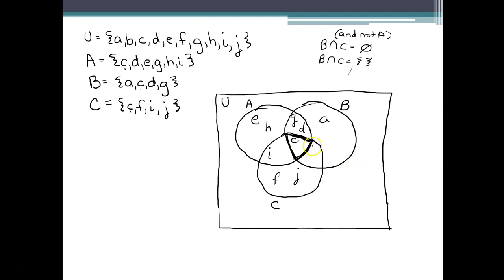Then universal set, let's see, we got A, we don't have B, C, D, E, F, G, H, I, J. And that's it. So there you go. So there's how you fill out the Venn diagram with 3 sets.